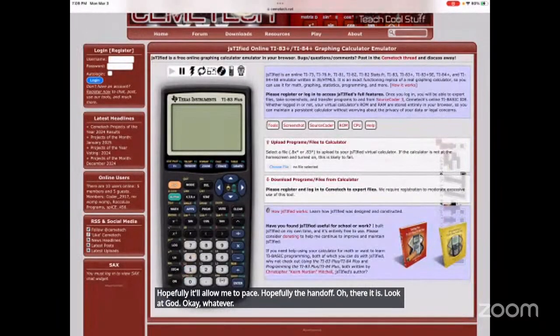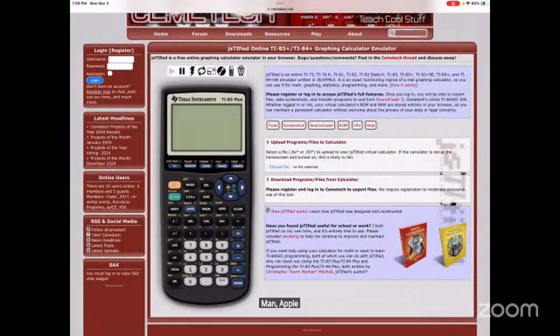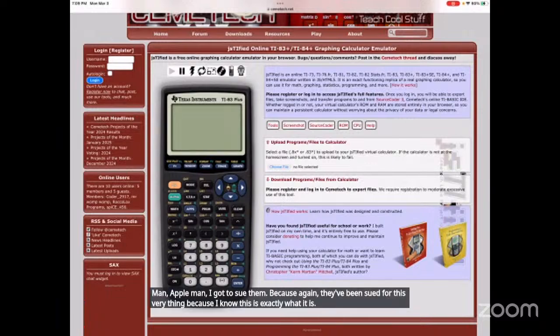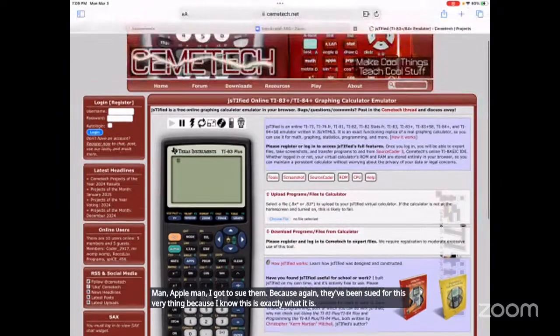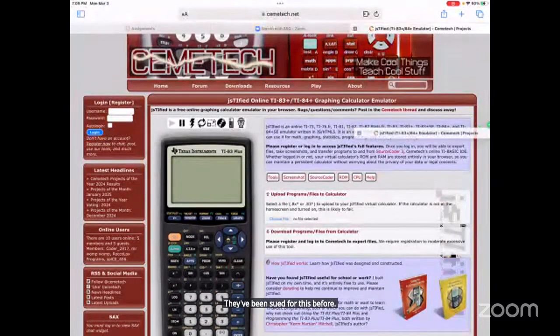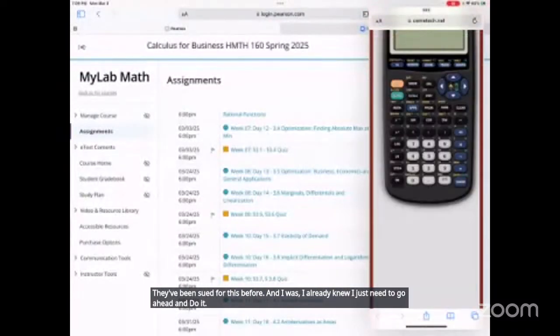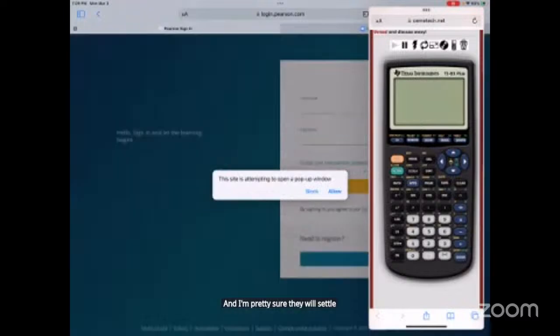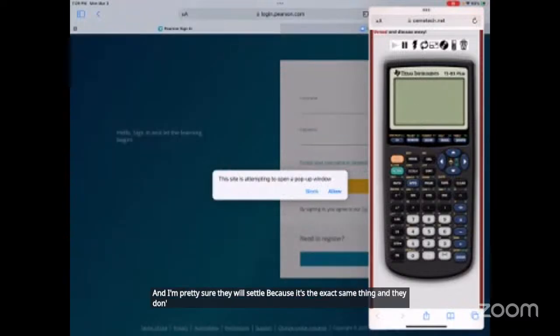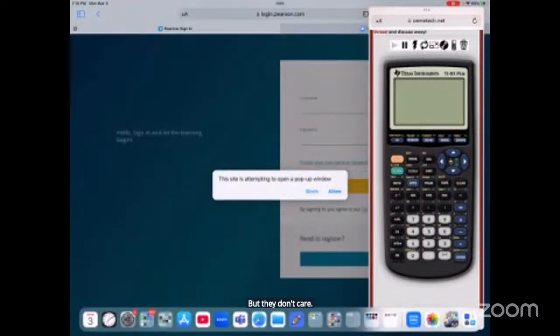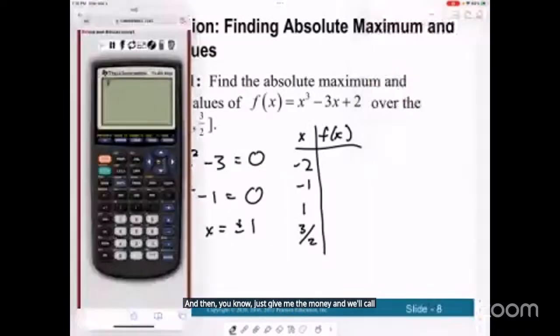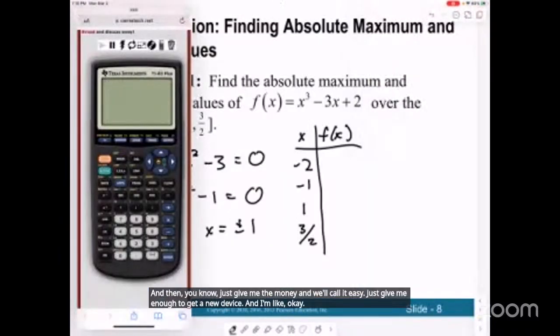Look at God. Okay, whatever. I told you. Man, Apple, I've got to sue them, because again, they've been sued for this very thing. I know this is exactly what it is. I just need to go ahead and do it. I'm pretty sure they will settle, because it's the exact same thing and they don't care. They've got plenty of money. They're going to keep doing it. Just give me enough to get a new device, or just give me the new device. I'll take that too.